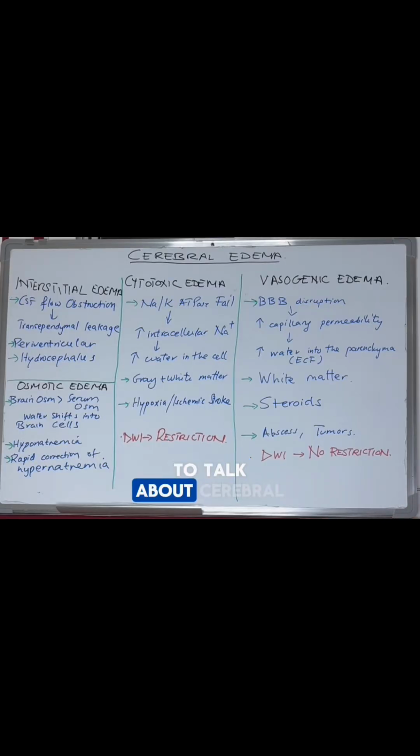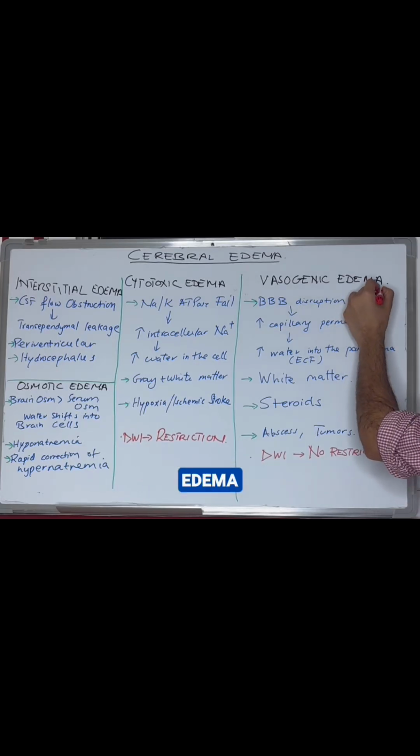Today we are going to talk about cerebral edema. We are also going to discuss some important MRI images. The first kind of cerebral edema is vasogenic edema.